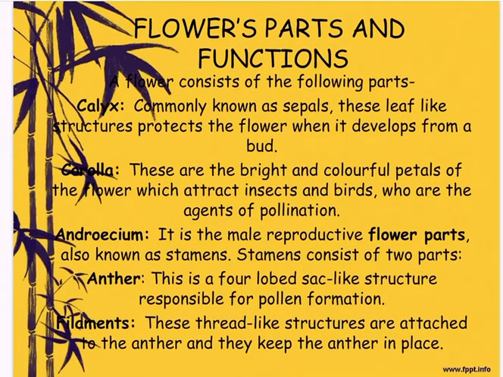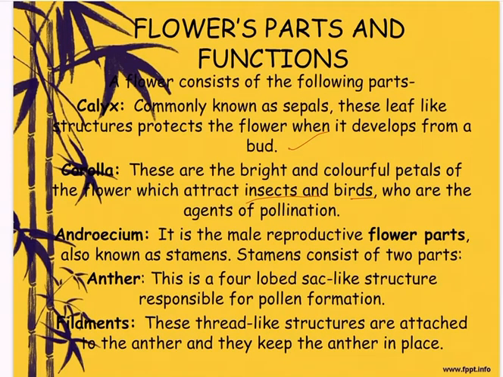What are the various functions that we have seen of all the parts? Flower consists of the following parts. Calyx, commonly known as the group of sepals. These leaf-like structures, leaflets, protect the flower when it develops from bud. Corolla, these are the bright and colorful petals of the flower which attract insects and birds, who are the agents of pollination. Next, androecium.